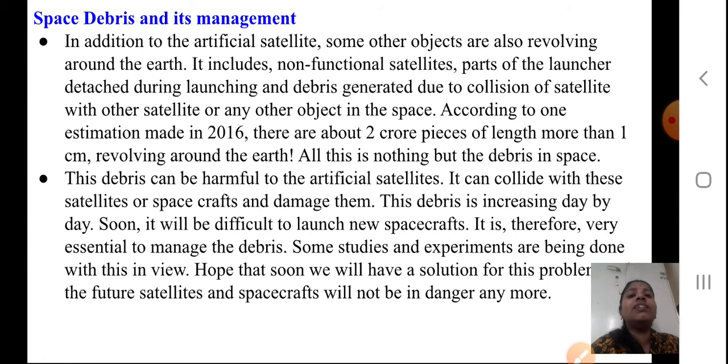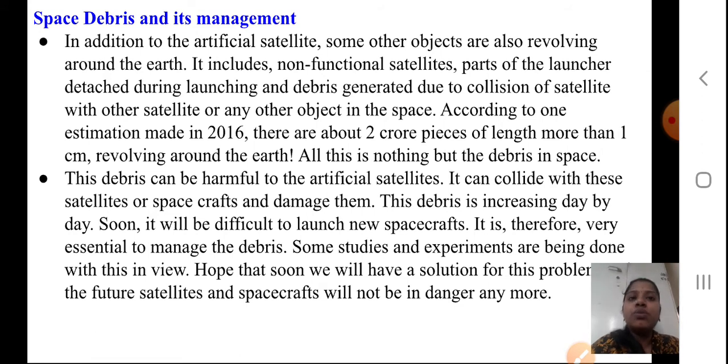Now, space debris and its management. What is this space debris, students? In addition to the artificial satellites, some other objects are also revolving around the Earth. It includes non-functional satellites. Some satellites may not function, but they remain in space. Also parts of the launchers detached during launching, like the fuel and the tanks, which are dropped to make the launcher less heavy.